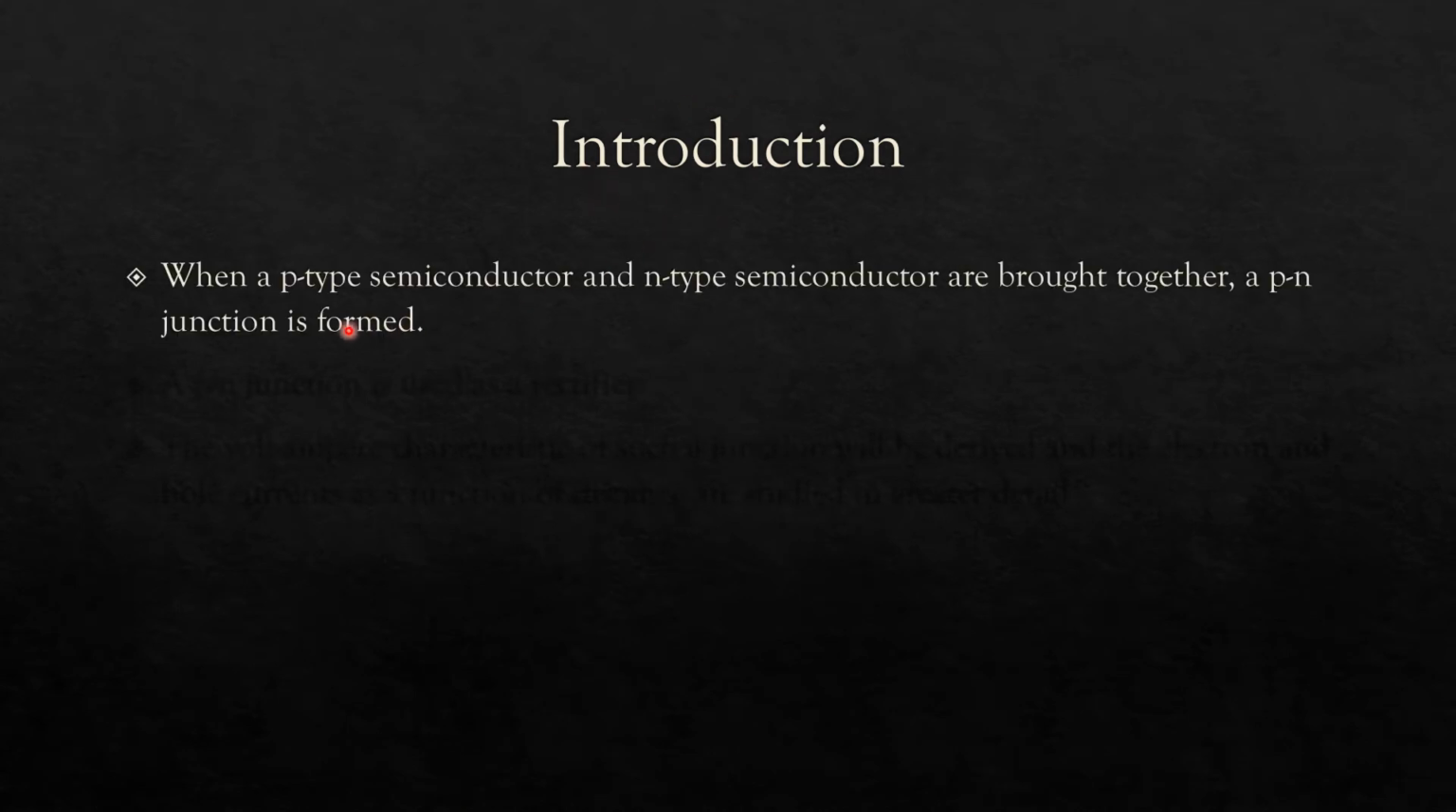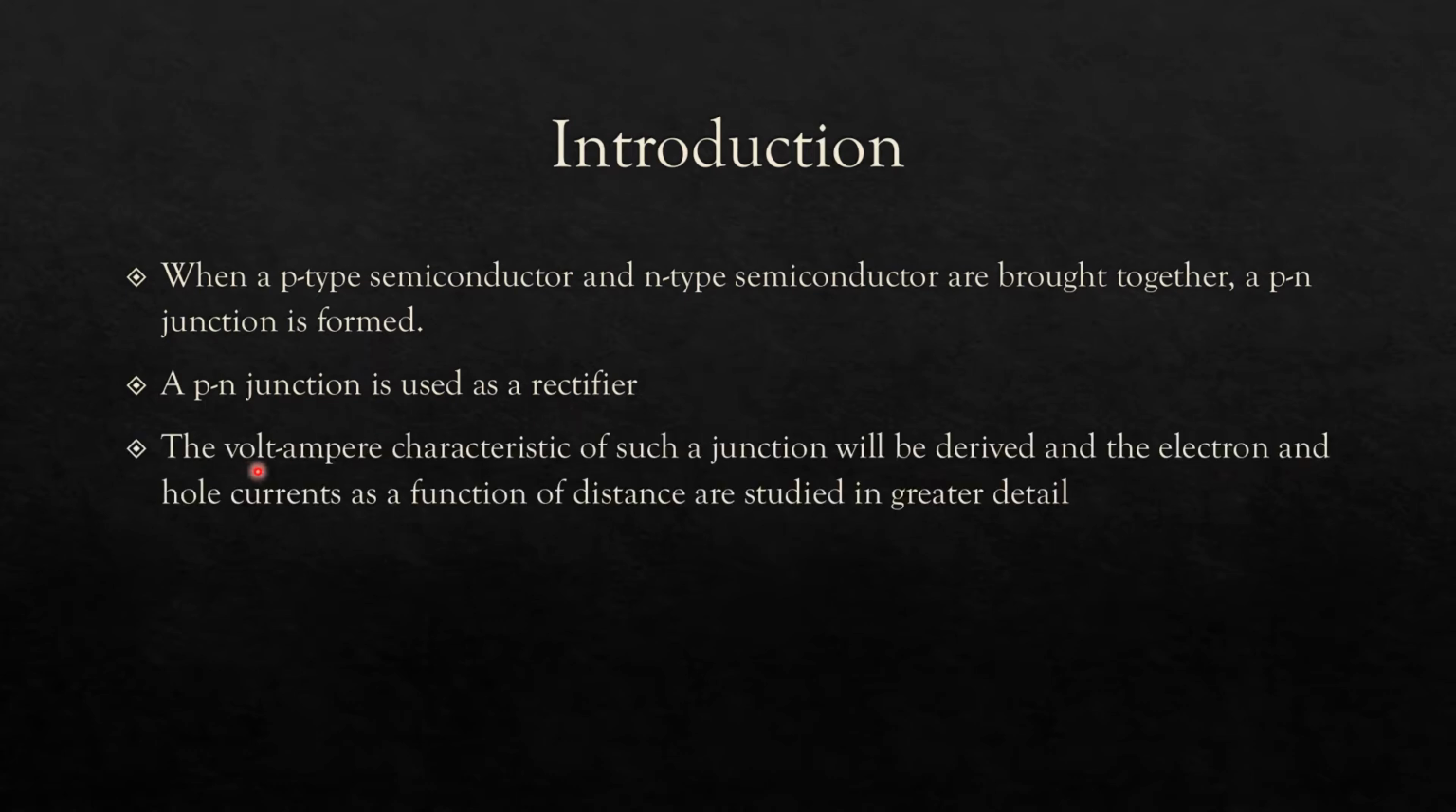When a p-type semiconductor and an n-type semiconductor are brought together, a p-n junction is formed. A p-n junction is used as a rectifier. The volt-ampere characteristic of such a junction will be derived, and the electron and hole currents as a function of distance are studied in greater detail.